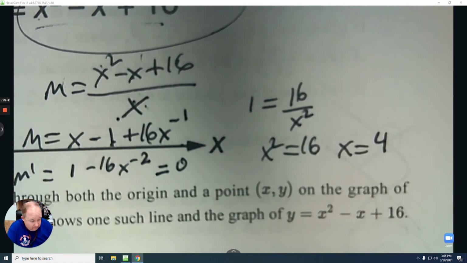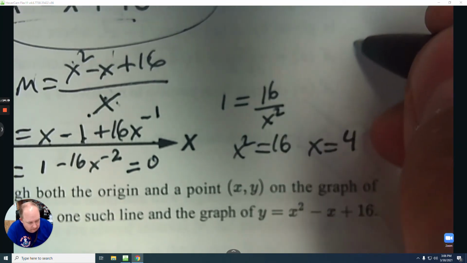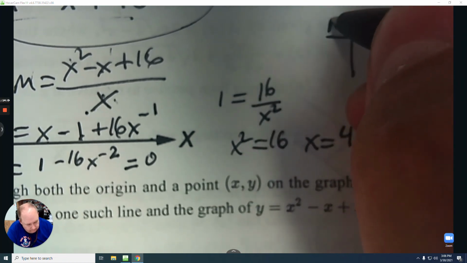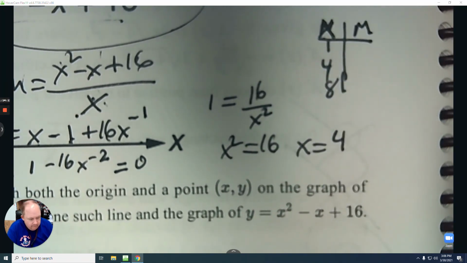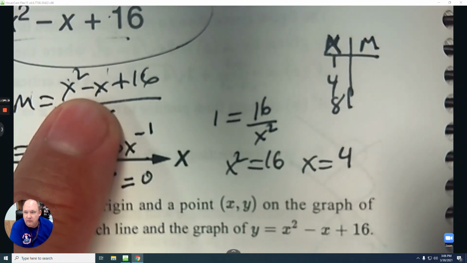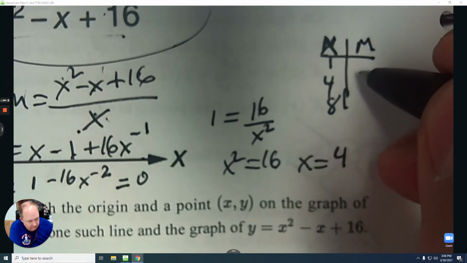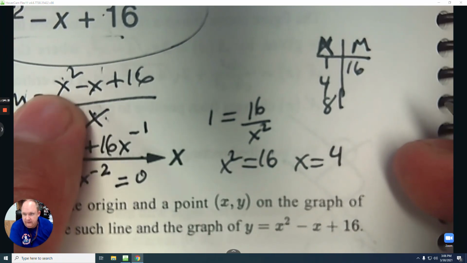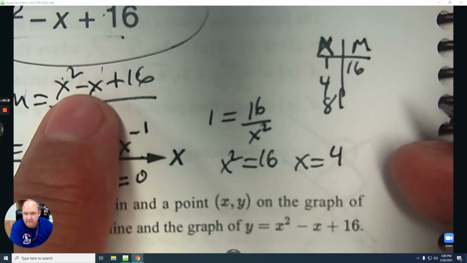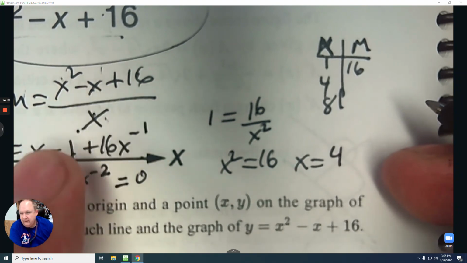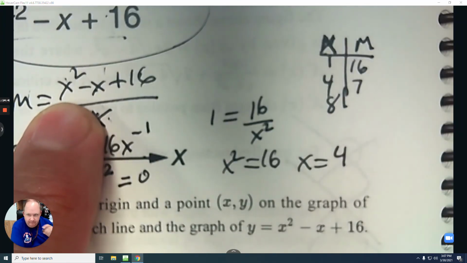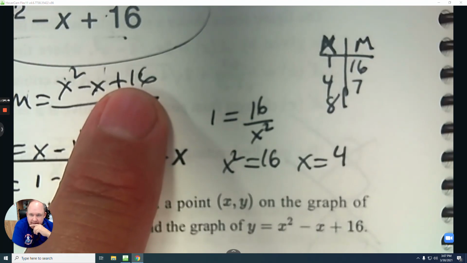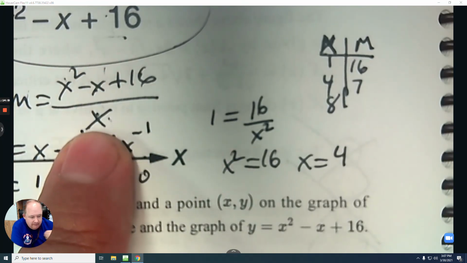I also need to look at the n values, which are 1 through 8, and think which one will give me the minimum slope. So I'm going to do a table of values. I'm going to use 1, 4, and 8, and I want to know which one gives me the smallest slope. So if I plug in 1, I get 1 take away 1, I get 16 over 1, that's just 16. If I plug in 4, that's 16 plus 16, that's 32, take away 4. That's 28 divided by 4, that's 7. And then if I plug in 8, that's 64 and 8 and 16, that's 8. So 64 and 8, 72 divided by 8, that's 9.